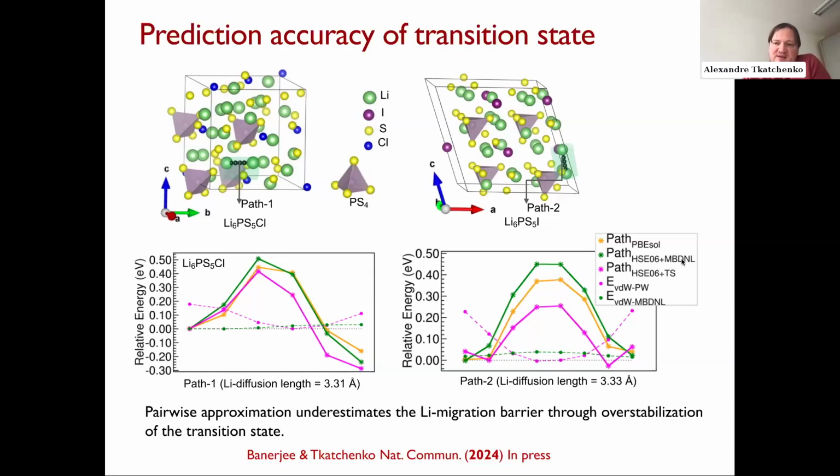With the many-body MBDNL approach, the van der Waals energy is essentially homogeneous over the whole transition path. So it doesn't change. There's a completely flat van der Waals energy, and that's why the barrier is much higher and also agrees much better with what the experiment sees. Although we cannot compare one-to-one, that's what we would expect. We'd expect a higher barrier here, a bit lower barrier for chlorine, and that's consistent.